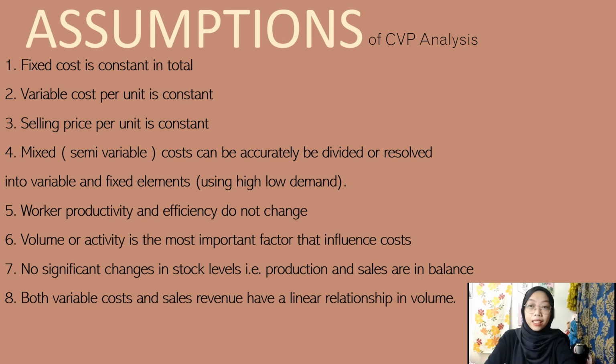Number 6, volume or activity is the most important factor that influences cost. And number 7, no significant change in stock level, for example, production and sales are in balance. And for number 8, both variable cost and sales revenue have a linear relationship with volume.